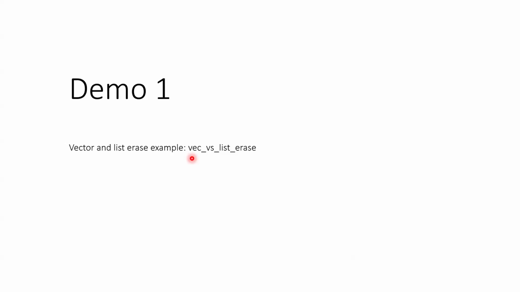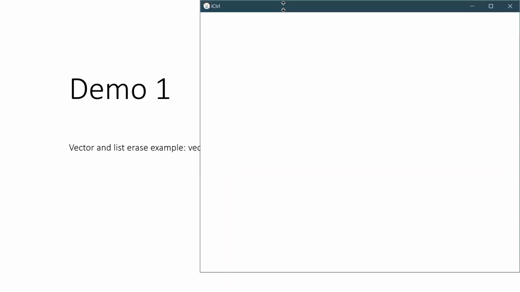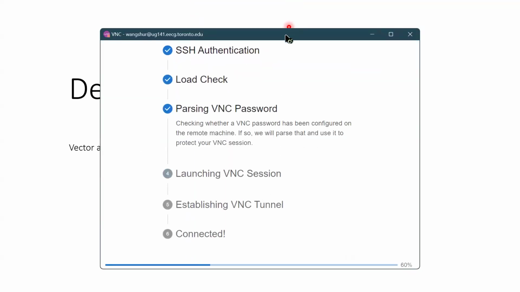And now I'll show you the demo for vector versus list erase function. Remember that the vector erase takes O(n squared), and the list erase takes O(n).